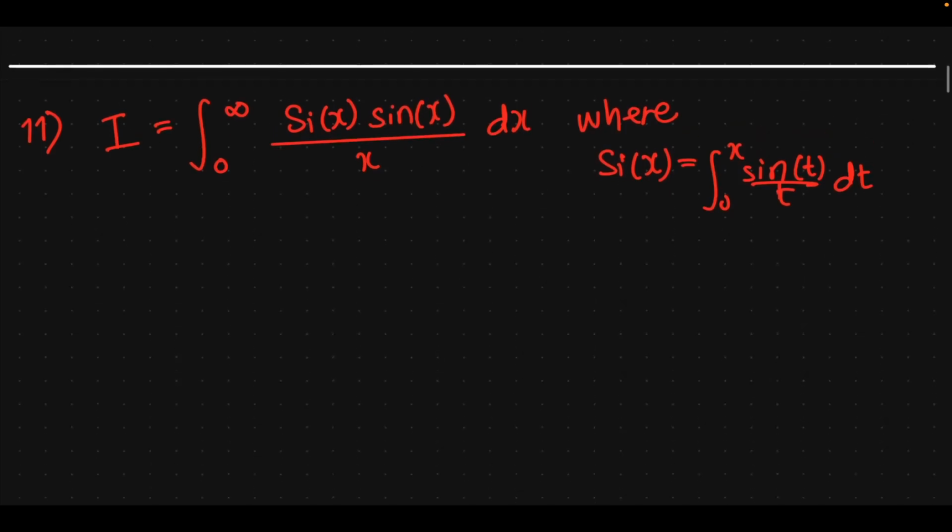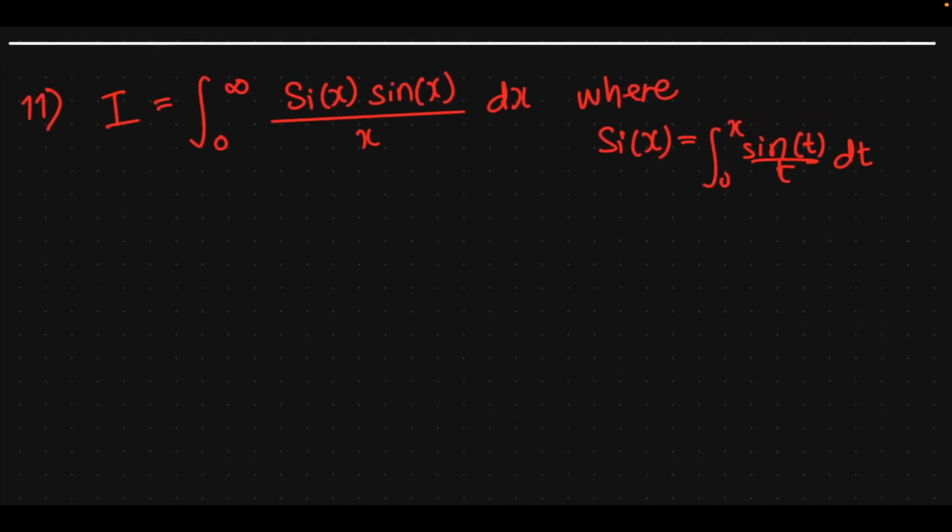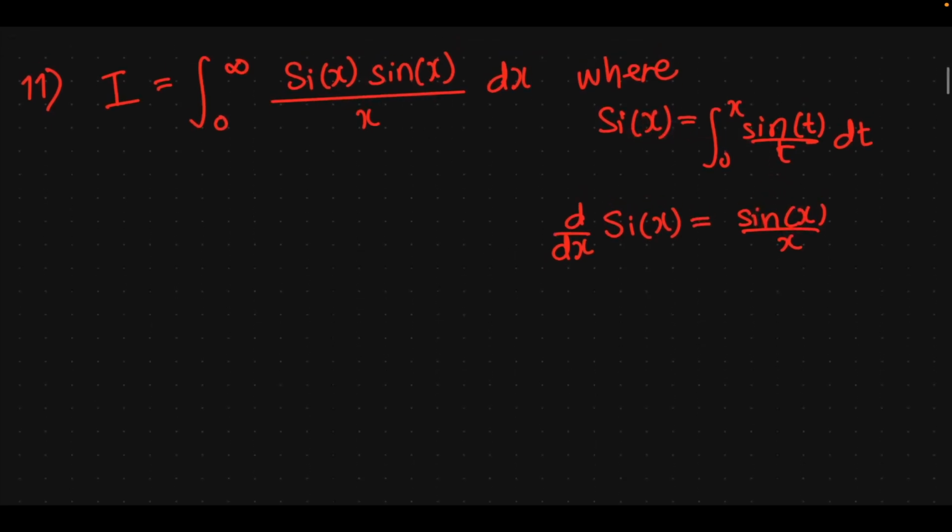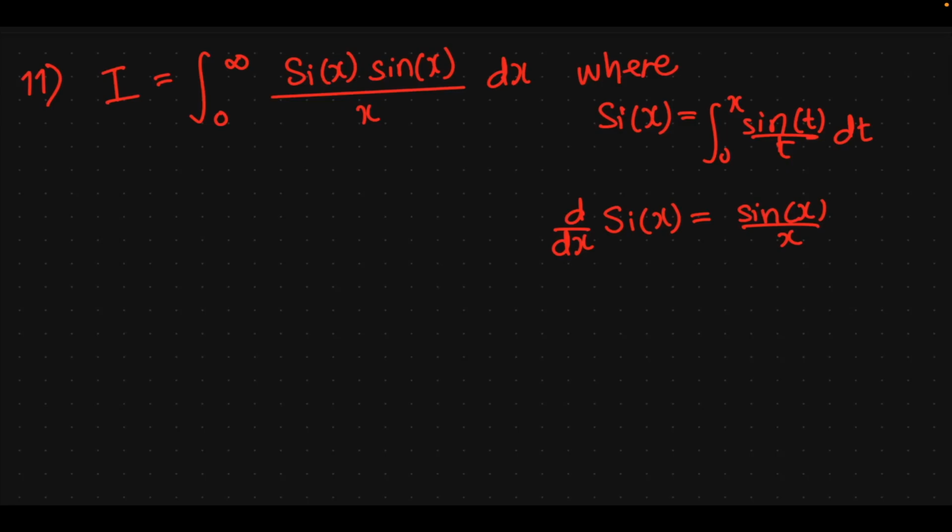Now, what we notice from this is when we differentiate this definition of the sine integral function Si(x), we get sine of x over x. So that means that Si(x) is the antiderivative of sine x over x. And with that knowledge, we can go ahead and use integration by parts. So when we do that, we have to take the antiderivative of sine x over x, because we know that is just the sine integral function Si(x).